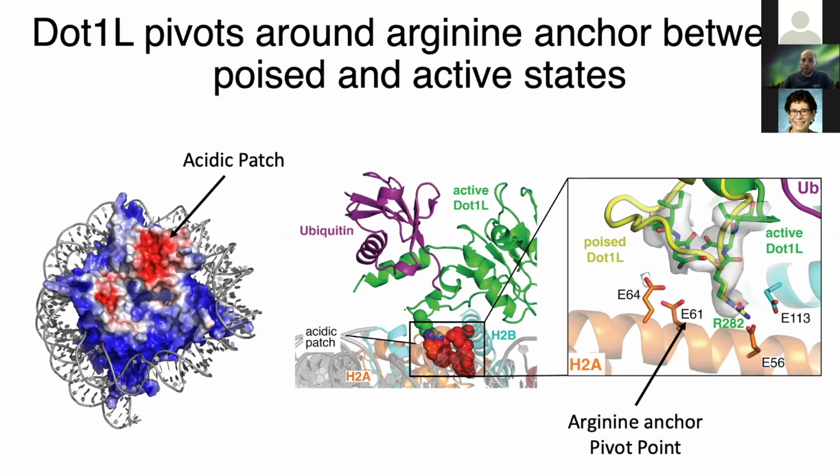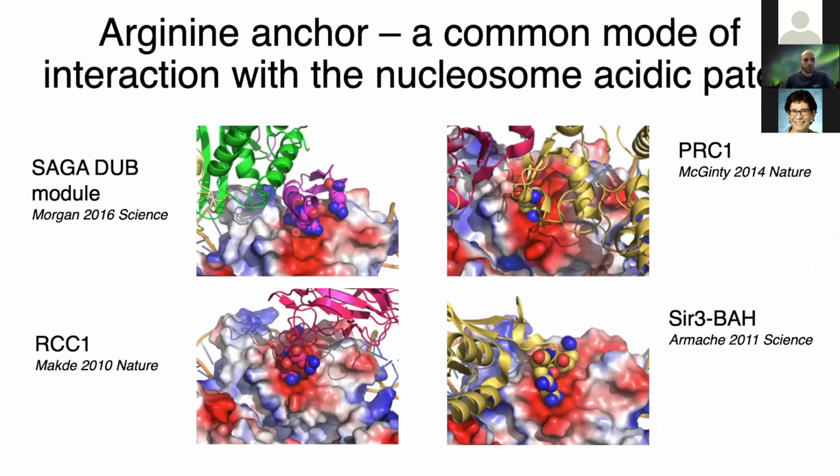And this interaction mechanism where a single arginine interacts with the acidic patch is actually a very common mechanism of interaction with nucleosomes. And this arginine interaction mechanism has been seen for multiple nucleosome binding proteins, including the SAGA-Dub module, PRC1, RCC1, and the SIR3-BAH domain. So this is a very common mode of interaction with the nucleosome.